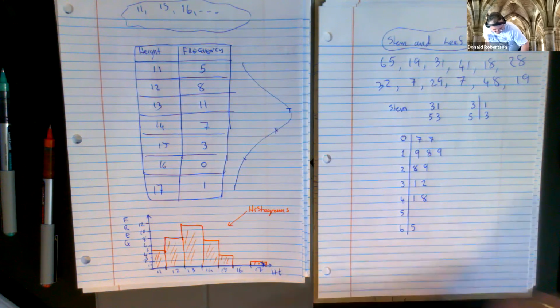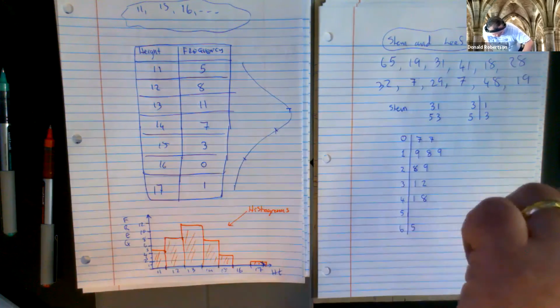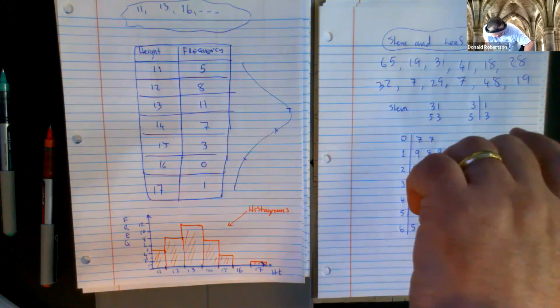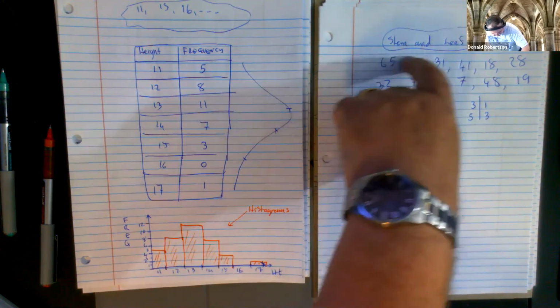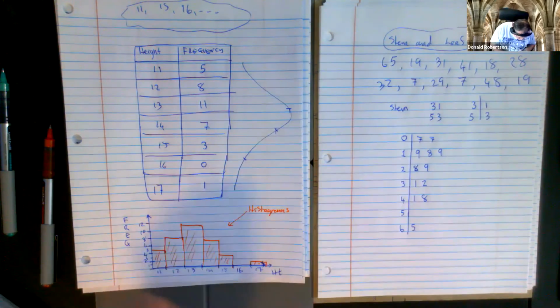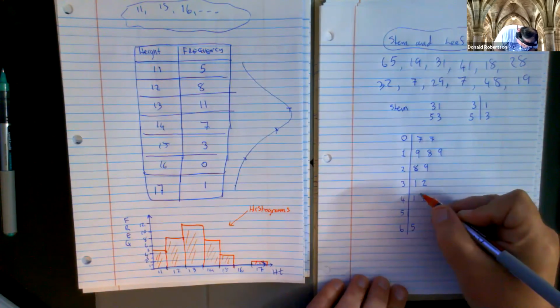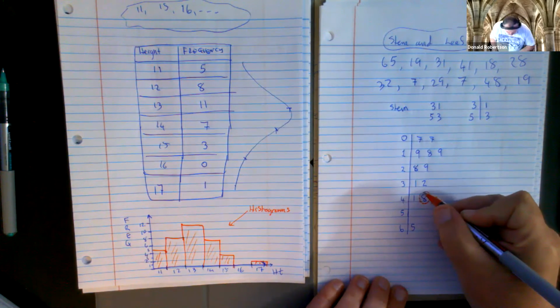Now, if you look at that table, you should be able to take what's written here and figure out what the original data is. So for example, just at random, do you see this guy here? How old was that person?